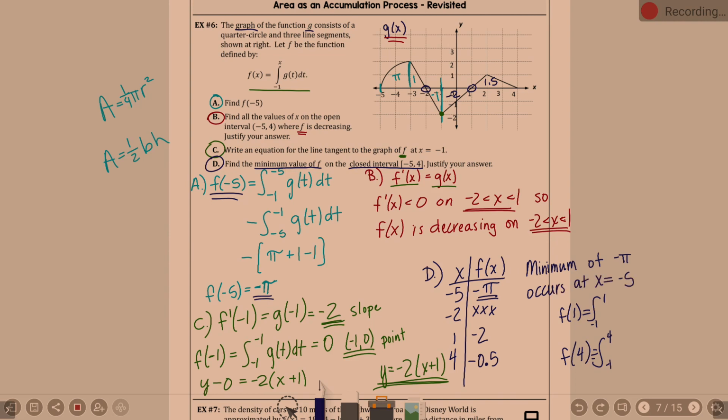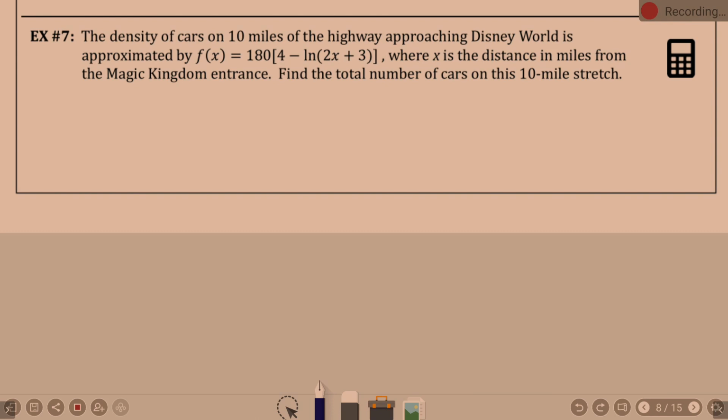So if you glance at 7 real quick, the density of cars on 10 miles of the highway approaching Disney World is approximately, and they give you this formula, right? Where x is the distance in miles from the Magic Kingdom entrance. Find the total number of cars on this 10-mile stretch. How are you going to find that accumulated amount of cars? 0 to 10, and then plug that in. You're going to do the integral from 0 to 10 of f of x dx, and that's going to be done on the calculator, right?